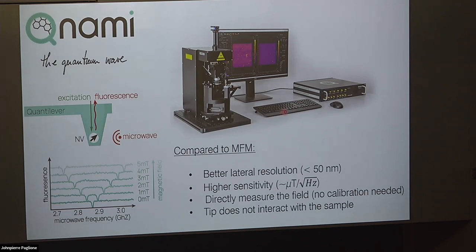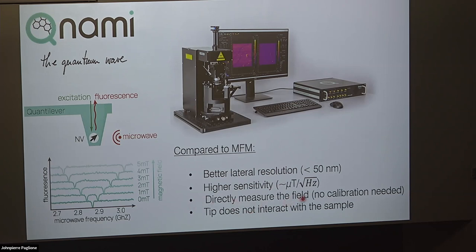Compared to MFM, magnetic force microscopy, it tends to have much better lateral resolution. It's much more sensitive than MFM. MFM works by coating an AFM tip with a magnetic material, and you're scanning a magnet next to another magnet. Sometimes, depending, you have to be very careful, the tip can actually affect the sample, and vice versa. This is just diamond. The tip does not affect the sample, which is a very nice benefit.